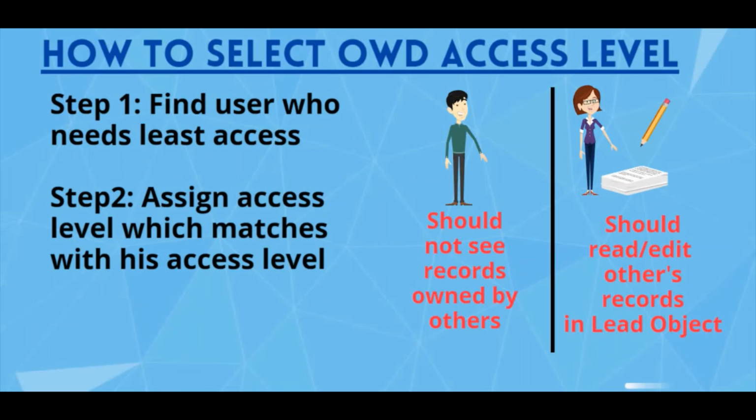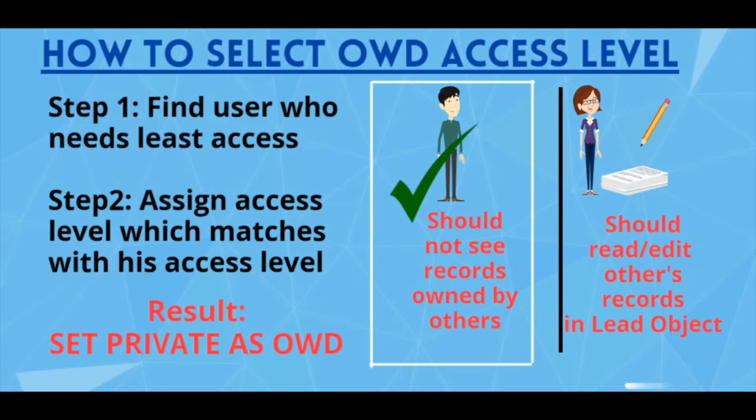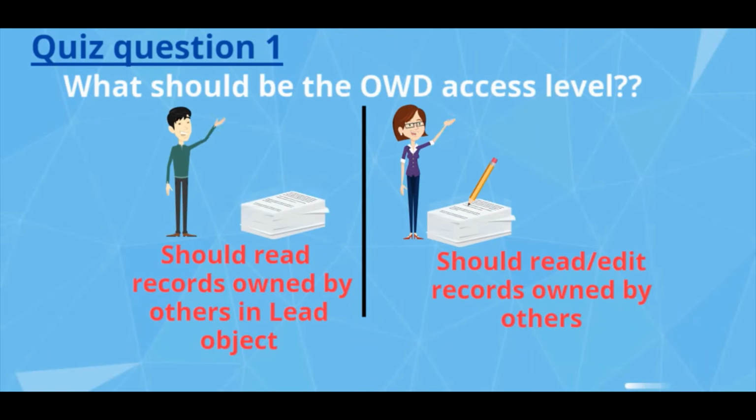He says that he should not see any records owned by others. Step 2 says assign the access level which matches his access level. So he should not be seeing any records owned by others. From our OWD access levels, private, public read only and public read write, private is what matches his access level. So in this scenario, we need to set private as our OWD. As simple as that.